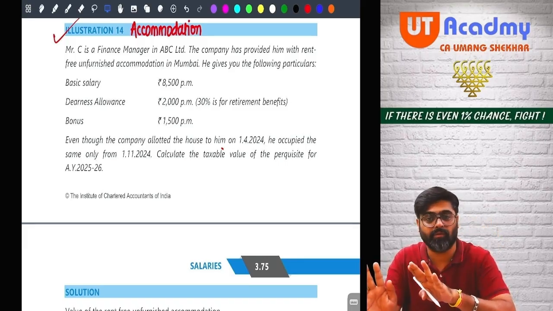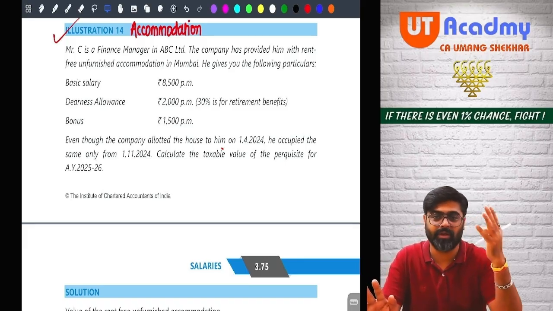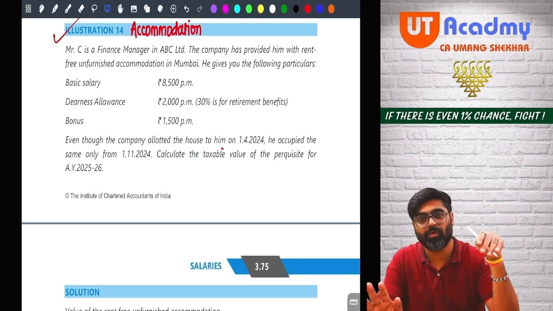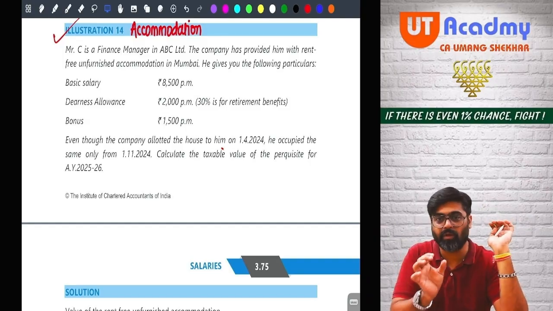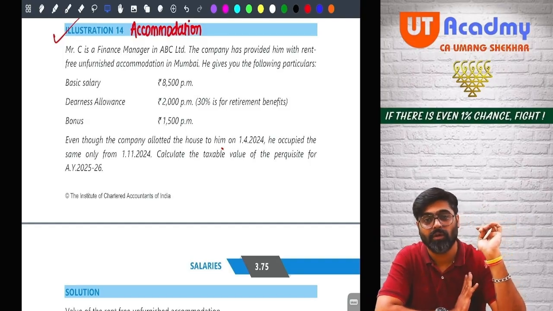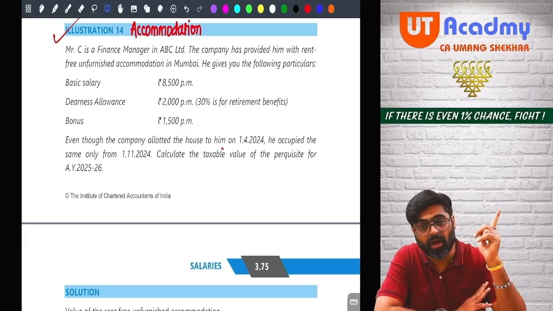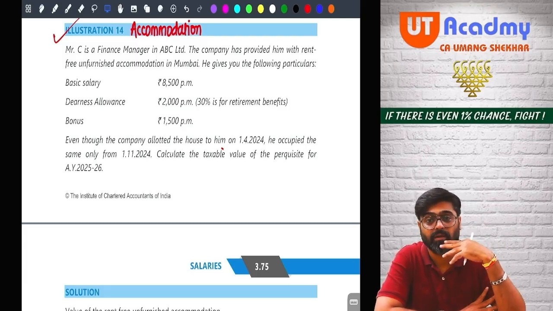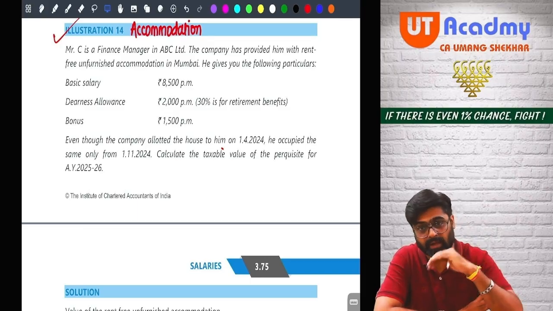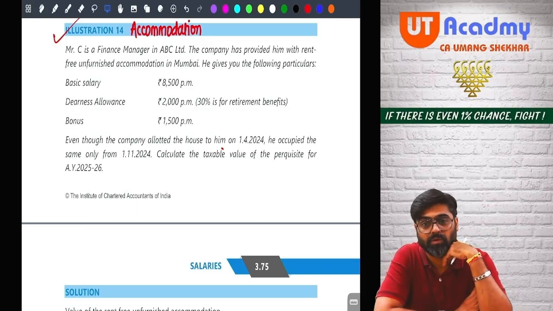Only we will calculate the value of accommodation. No need to calculate the value of furniture. No need to reduce any amount of rent. Whatever value we will calculate, that value itself will be taxable value. Yes or no? But wait. Is the accommodation taken on rent by the employer? Are they telling you that employer is paying this much rent, taking the accommodation on rent and giving it to you? Meaning that this accommodation must be owned by the employer.